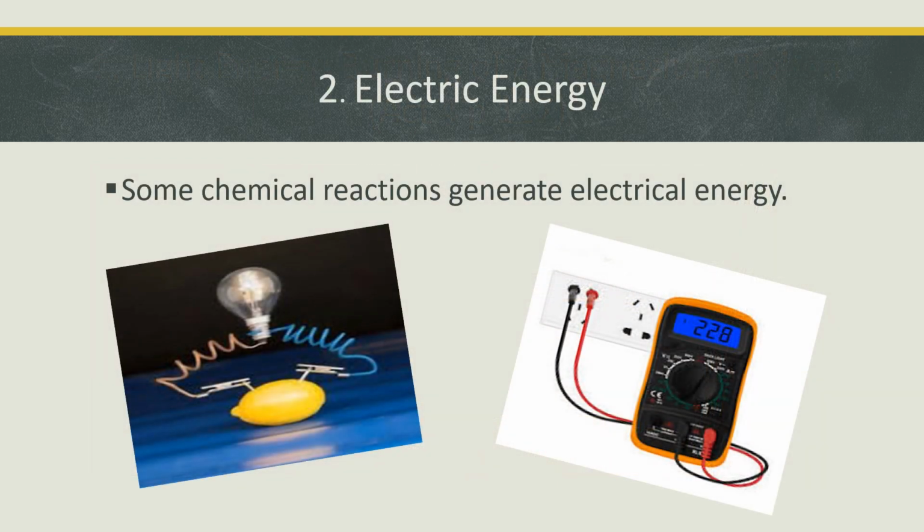Another energy that can be produced from a chemical reaction is electric energy. Some chemical reactions produce a small voltage that is transformed into electric energy.